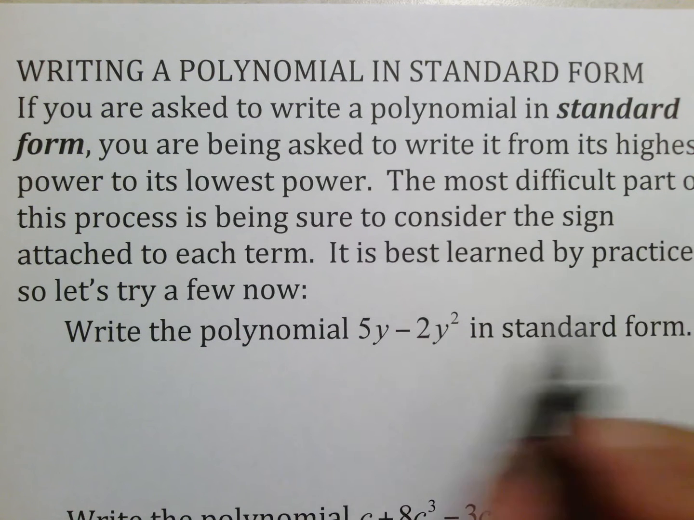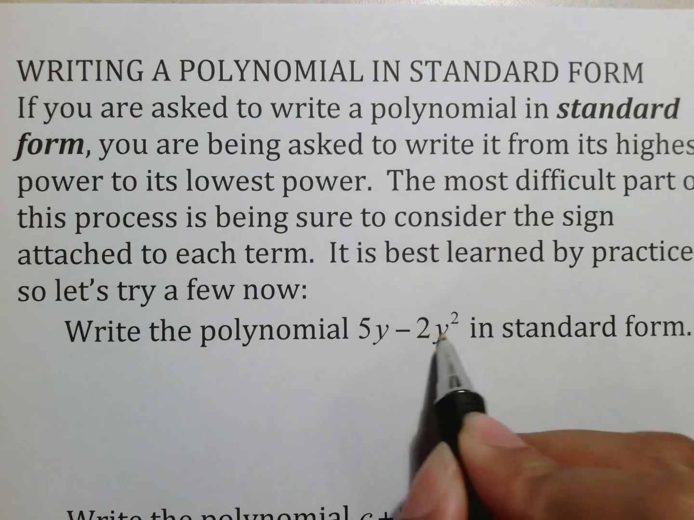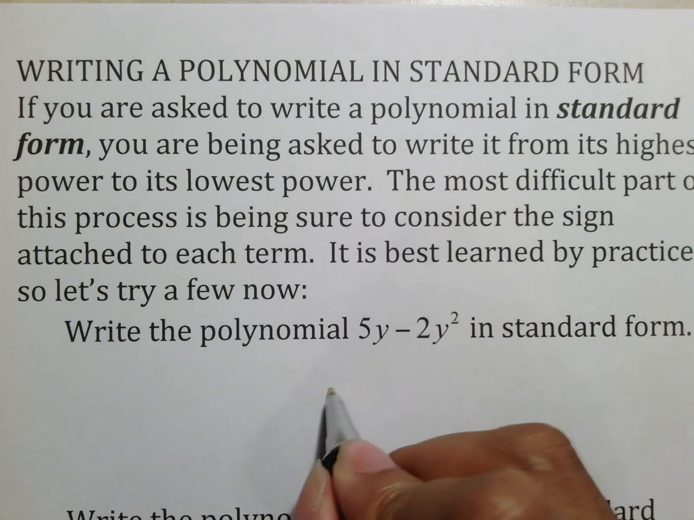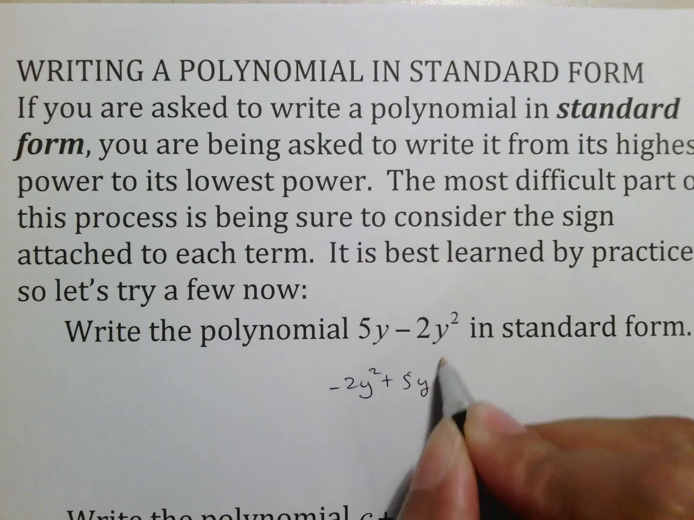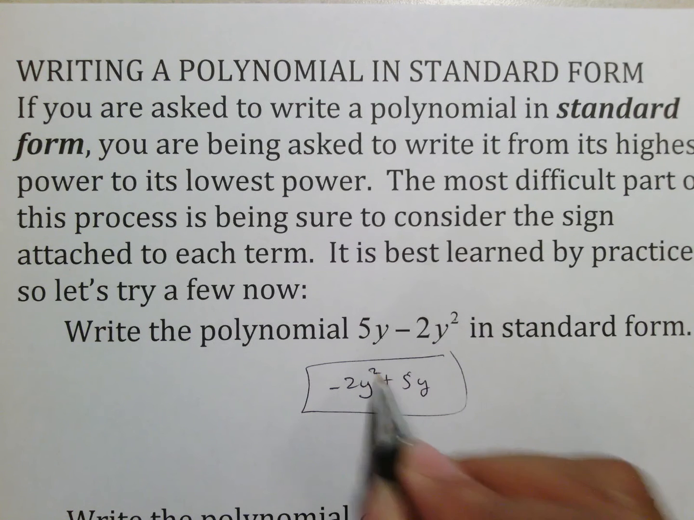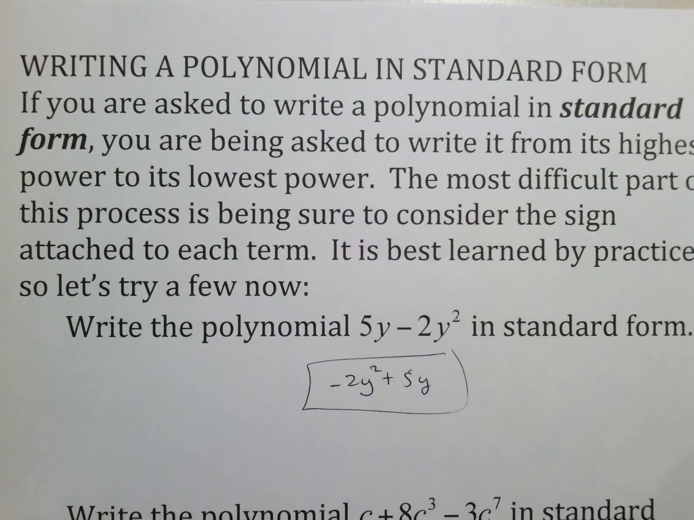If they want you to write this in standard form, notice that this is a regular y, this is a y squared, which means this should be written first. -2y squared plus 5y would be standard form. Notice you have 2 y's down to 1. That is descending order like they want, and that's all you have to do to write it in standard form.